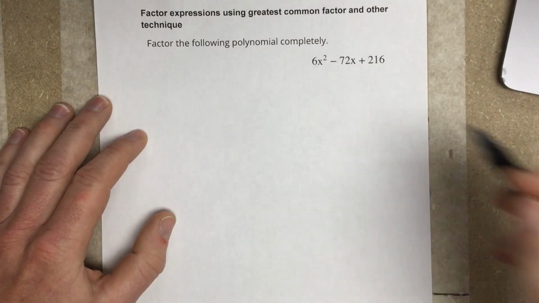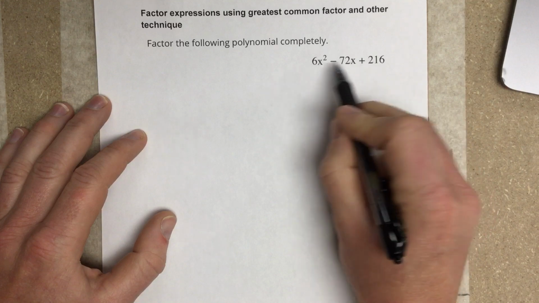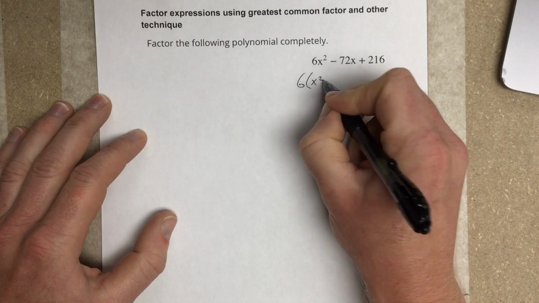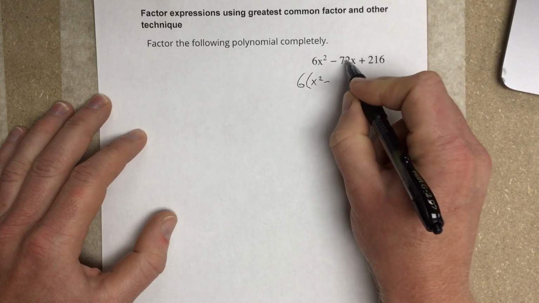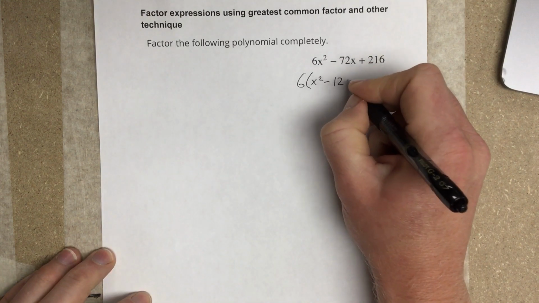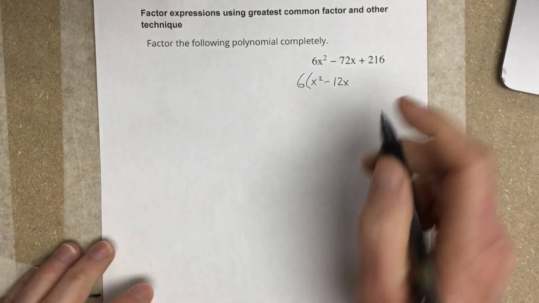On the next problem, we're going to factor. You can notice that there's a 6 in common with each piece here, so we're going to factor a 6 out. So we get 6 times x squared minus, when I divide this by 6, 72 divided by 6 is 12, so minus 12x. 216 divided by 6 is 36.